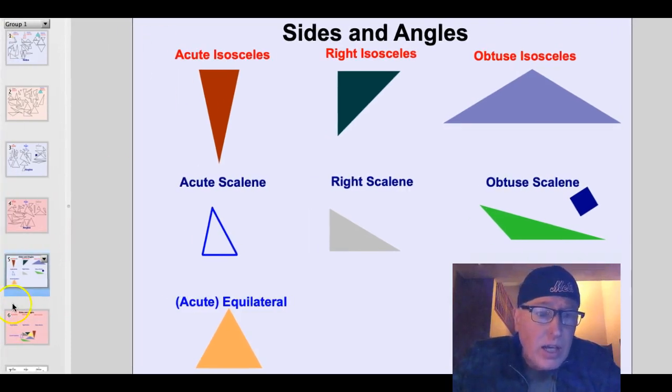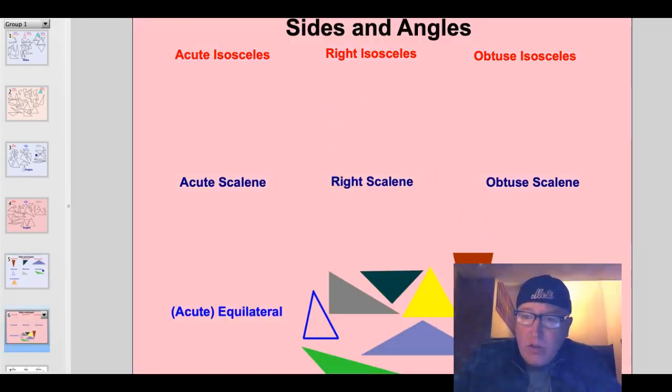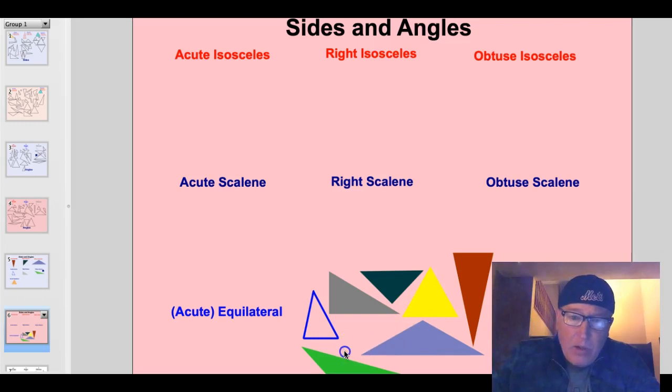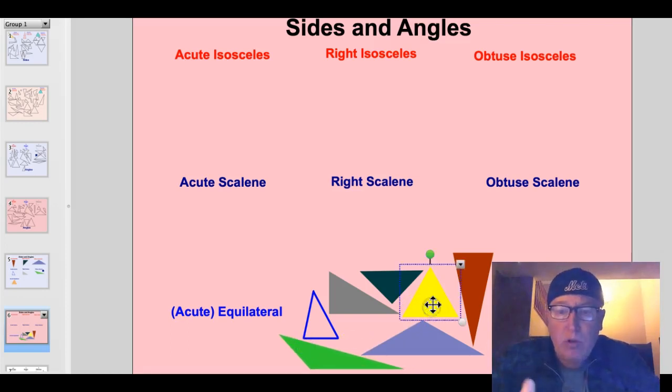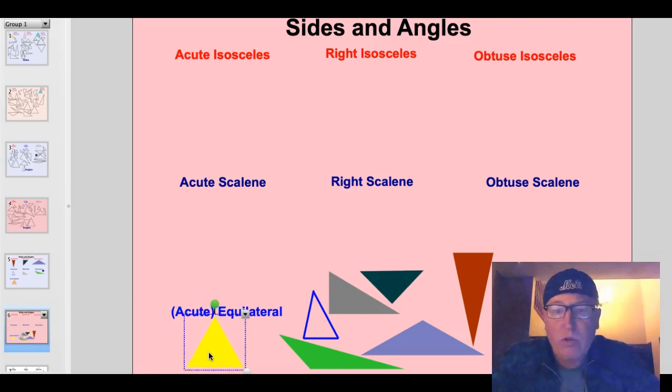Let me just give you one more shot here. Let's see if you can take these scrambled triangles here. I've taken them out of their places. Can you put them in the proper spot? Where are you going to put the yellow triangle? Yellow triangle, all sides the same, all the angles are the same. That is an acute equilateral triangle.